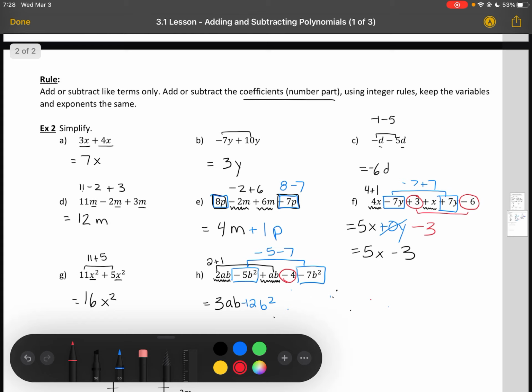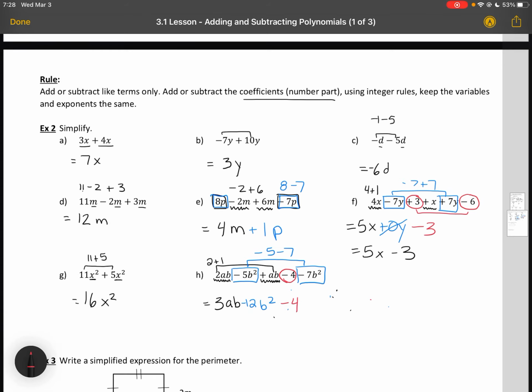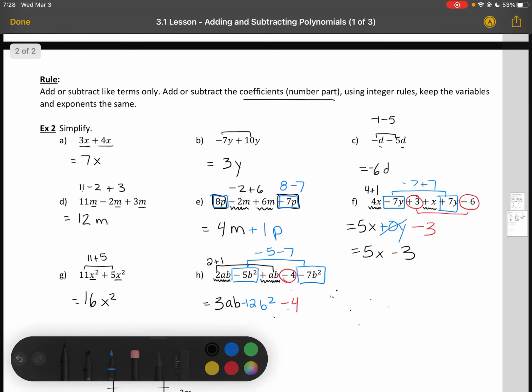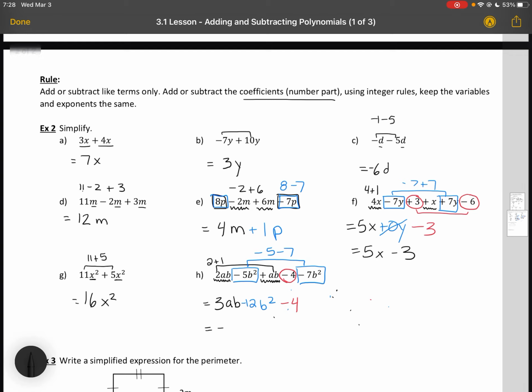The last one is my number. That's not like the other terms, so I'm going to write it on its own. And then finally, I am going to put the term with the highest exponent at the front of my expression.